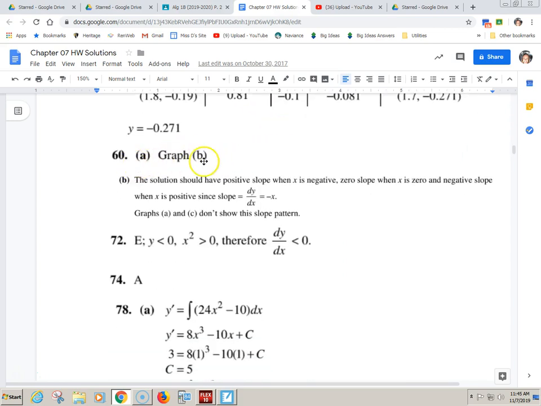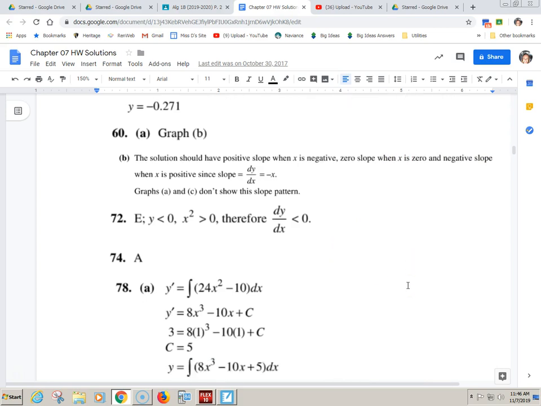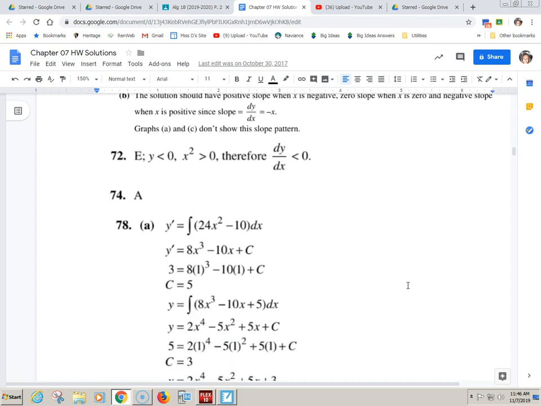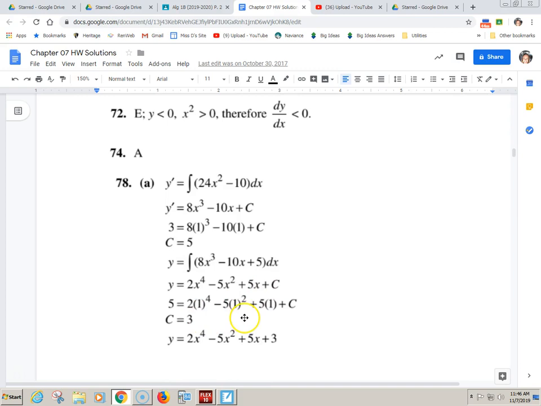Number 60, A matches with graph B. And B was talking about why A and C failed. It had to do with the signs of the slopes. If x is negative, the slope was supposed to be positive, but the other ones had a 0 or a negative, so that didn't make sense. 72 was E, 74 was A. 78 was a separable differential equation where you had dy dx, move it to the other side, a quick little power rule with plus C. Plug in your clue, get C. And then you had a few of those, I think.